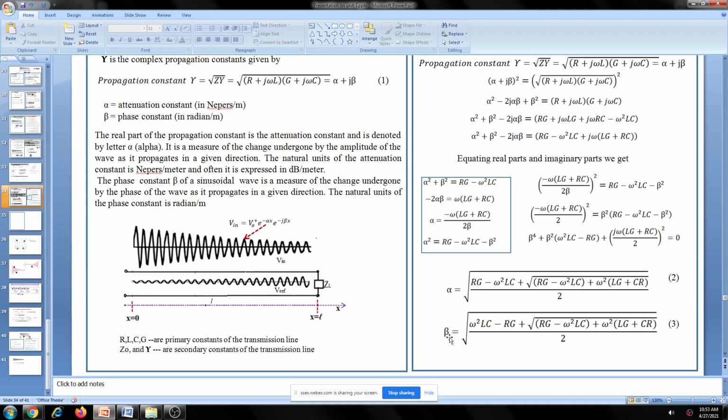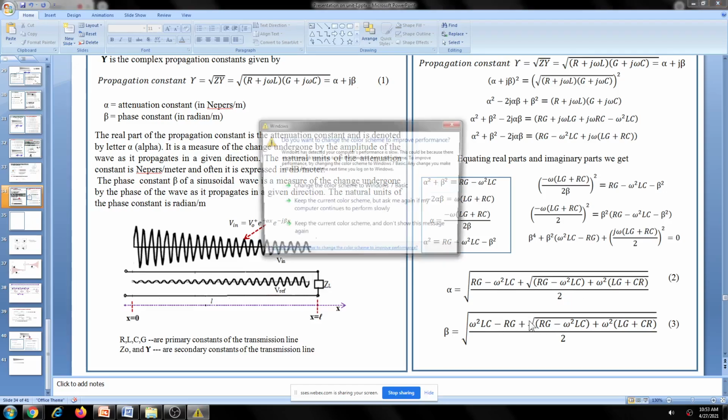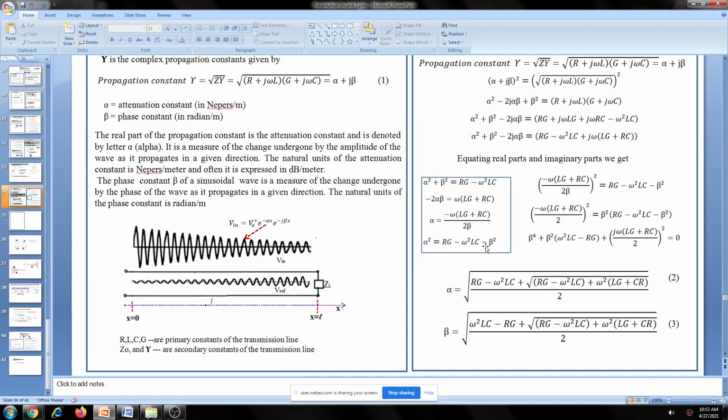Similarly, the phase constant also depends on frequency, not only on RLCG. It is a very important thing. Alpha is a function of frequency. For example, at low frequency alpha may be lesser, and it is directly proportional. Alpha may increase as the frequency increases. You see here, omega, it is a direct proportion.